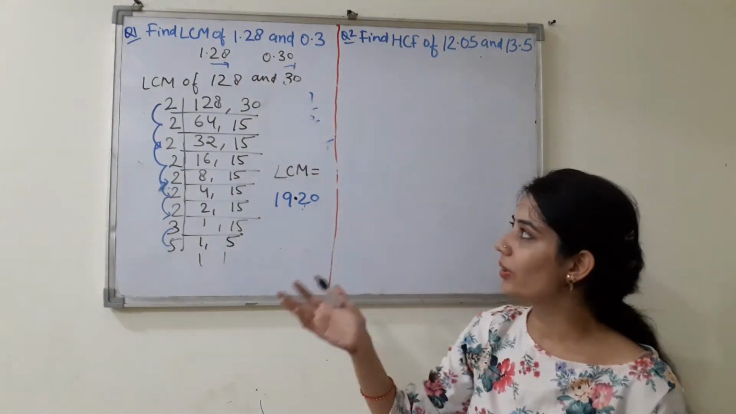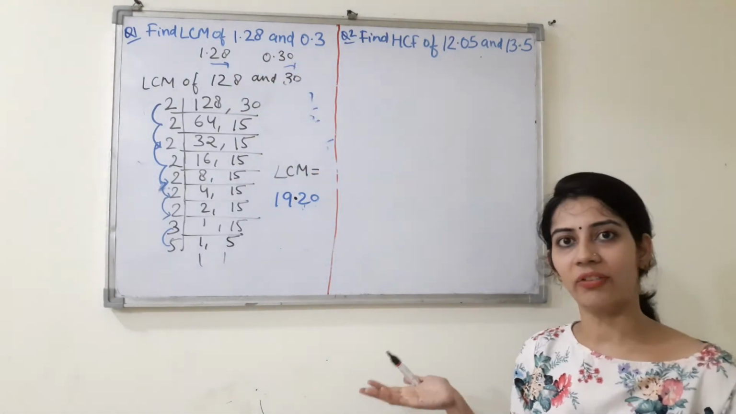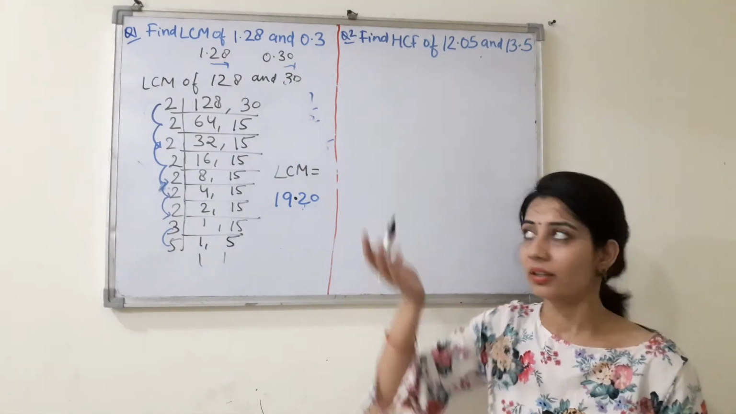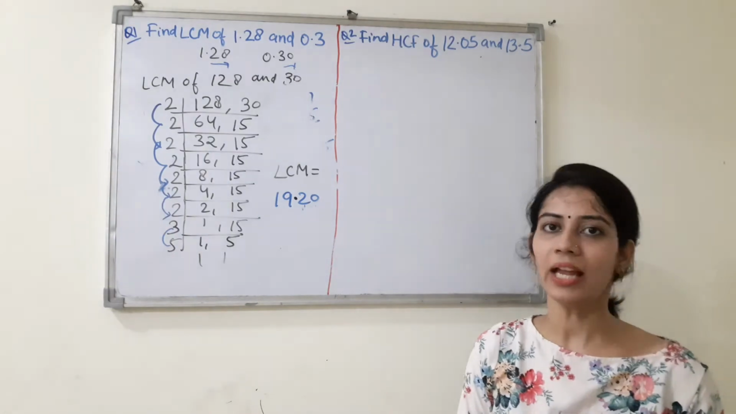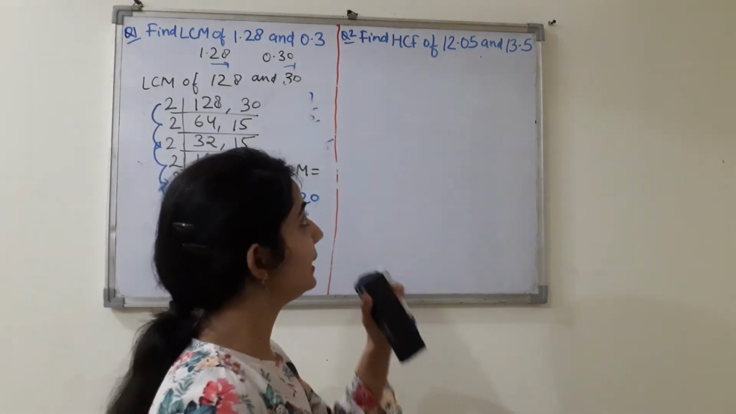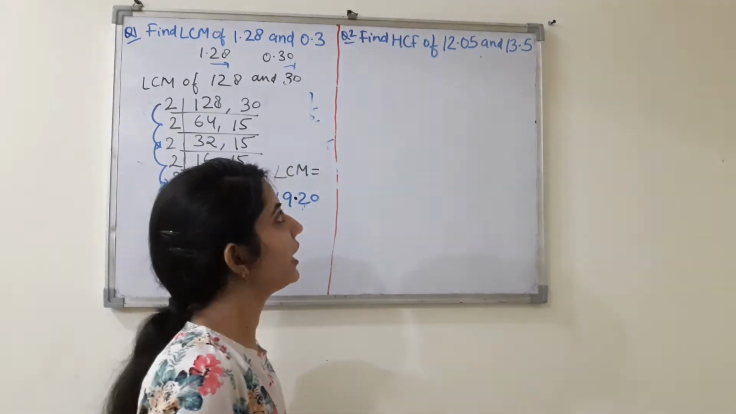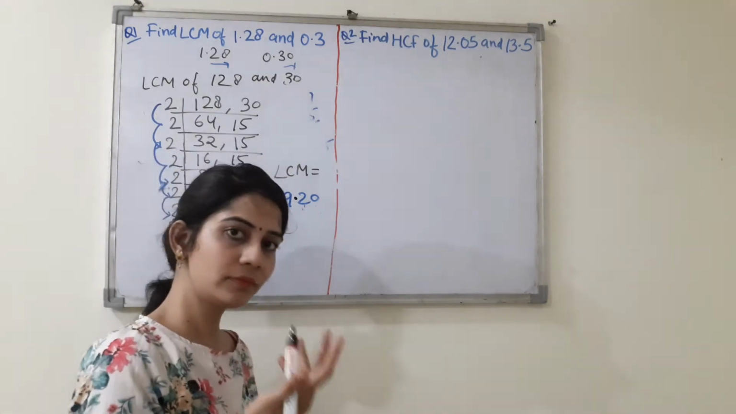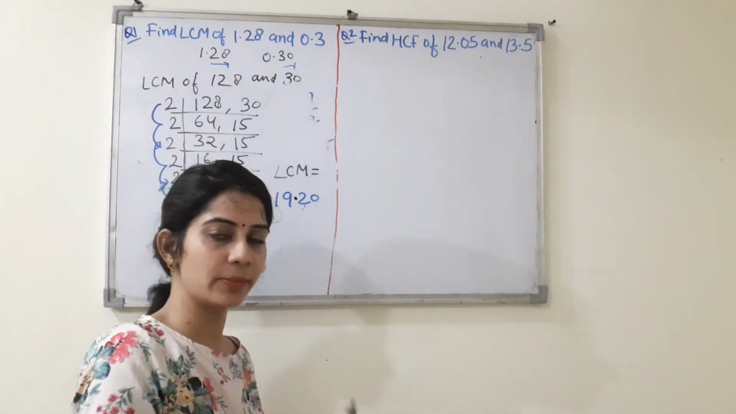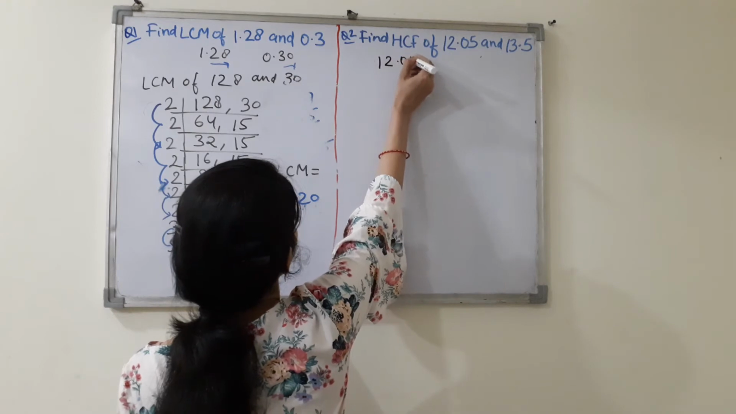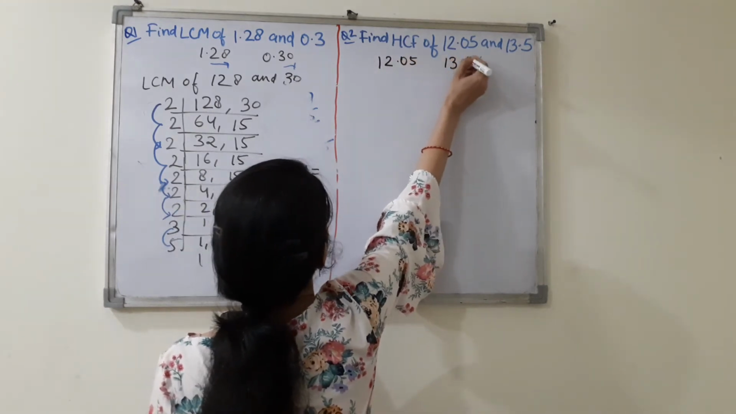So now in this way we can find the HCF of the numbers. The steps are the same, but in this question you will find the HCF, right? So let us start the second sum, that is, find the HCF of 12.05 and 13.5, right? So first of all we will make the places of decimal equal, right? So this is your 12.05 and 13.5.